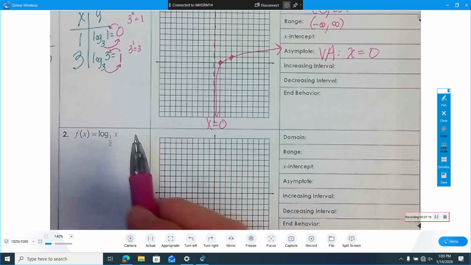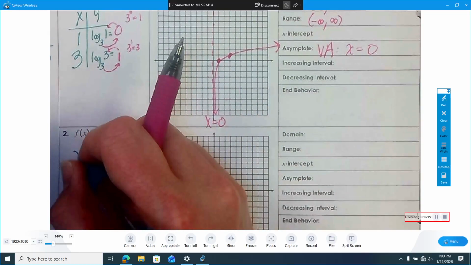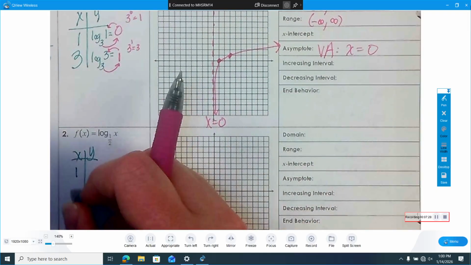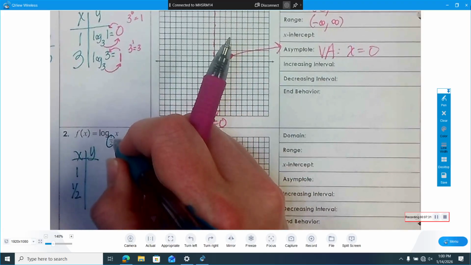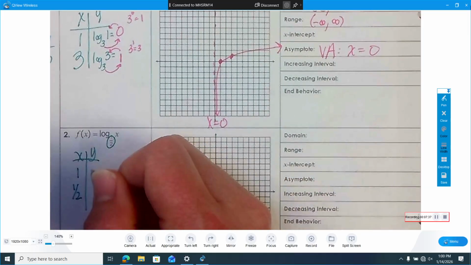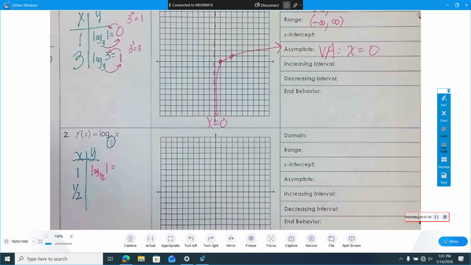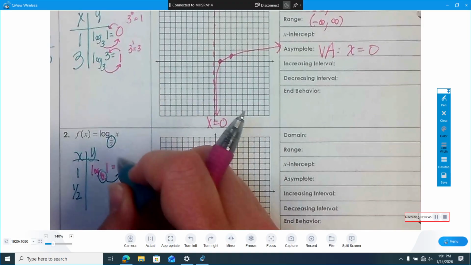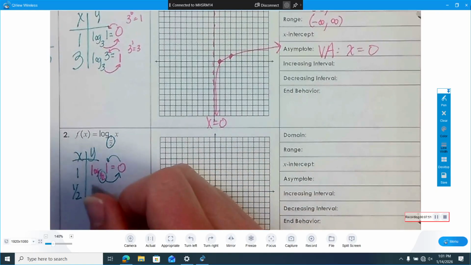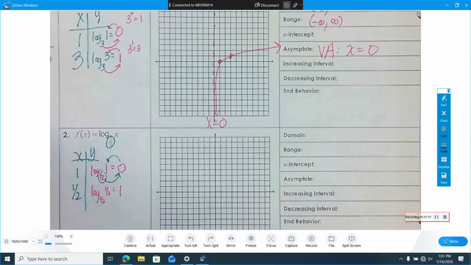We have log base 1/2 of x. Again, this is a very basic function. I'm going to create my little xy table of values. What values am I going to choose for x? 1 and 1/2. Whatever my base is, that's going to be a good choice. So I'm going to plug in my value of 1. Log base 1/2 of 1. So 1/2 to what power equals 1? 0 every single time. And now if I plug in the 1/2, log base 1/2 of 1/2 equals 1 every single time. Why?